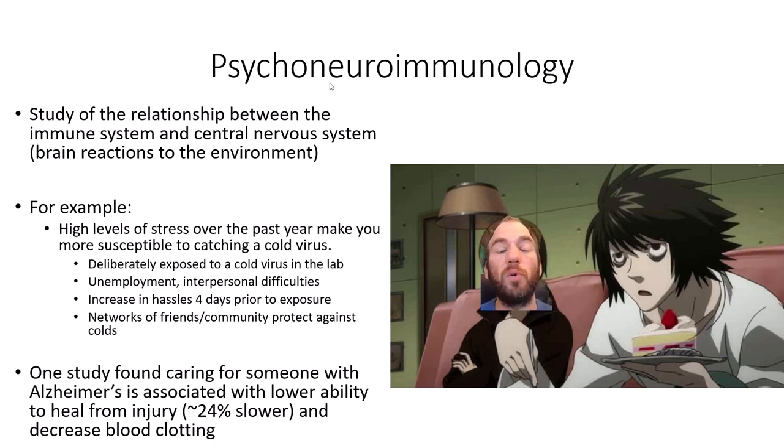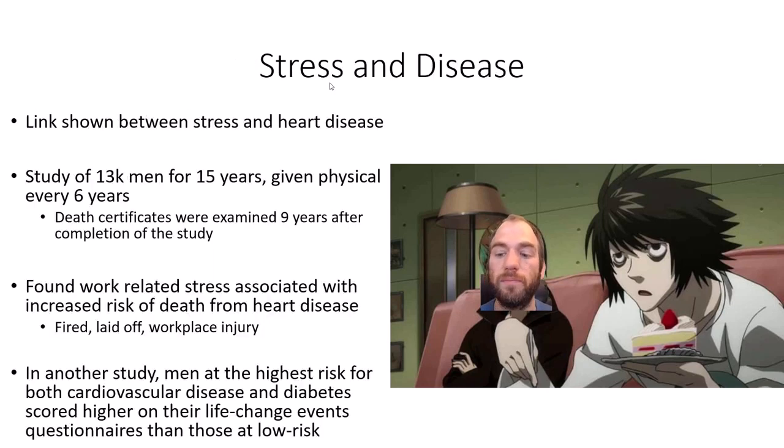And even one study found that unemployment, chronic interpersonal difficulties, and even just an increase in hassles 4 days prior to exposure were associated with a higher likelihood of catching a cold virus in a laboratory setting. Now, interestingly, networks of friends and communities help buffer the effects of colds. So again, this suggests that interpersonal support, social support, community support, those community macro factors, those protective factors, lessen the impact of stress on an individual, in this case on the negative effects on their immune system.